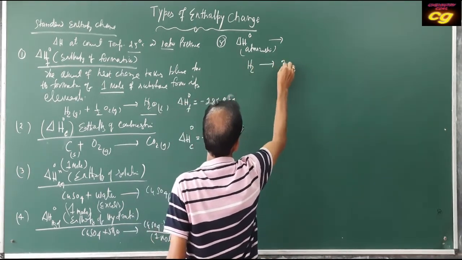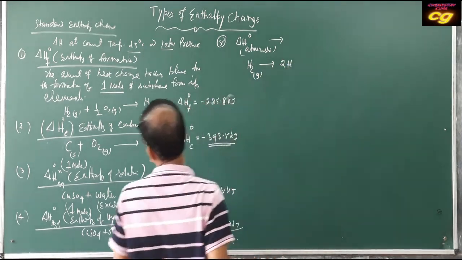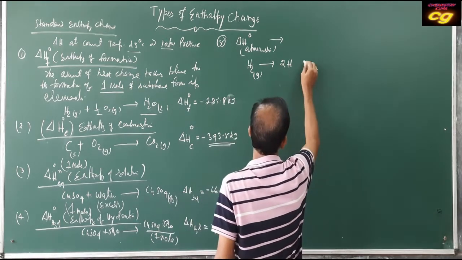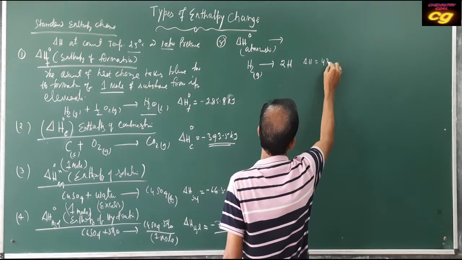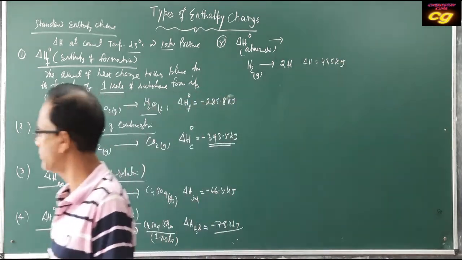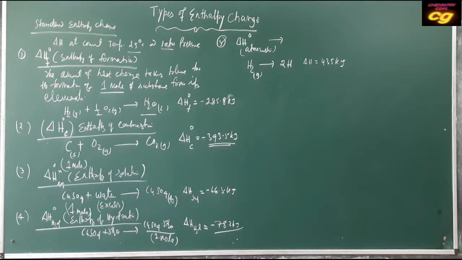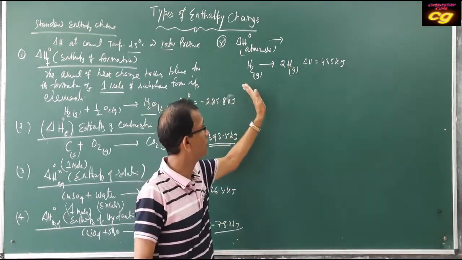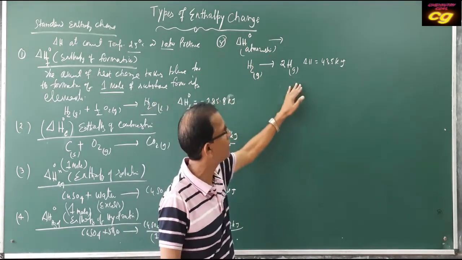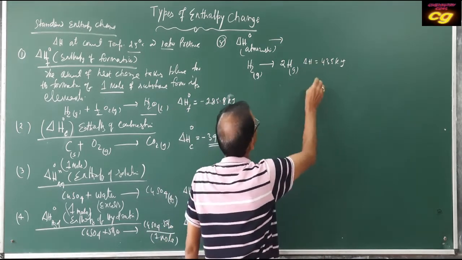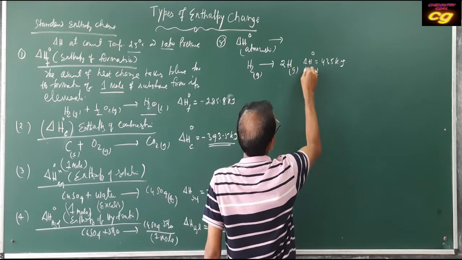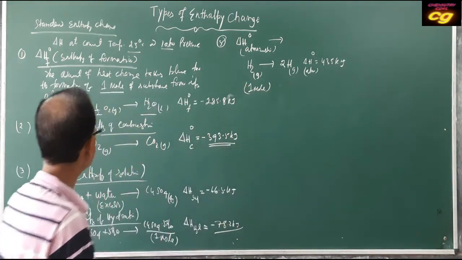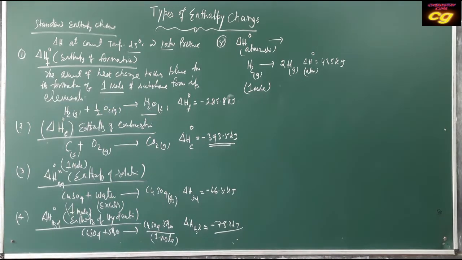In this case, H2 to 2H requires 435 kilojoules. That means here delta H is equal to 435 kilojoules. This much heat is required to break 1 mole of hydrogen gas into atomic form. To convert any molecule into atomic form, that much heat is required. That is called enthalpy of atomization. Always here it is 1 mole, fixed.